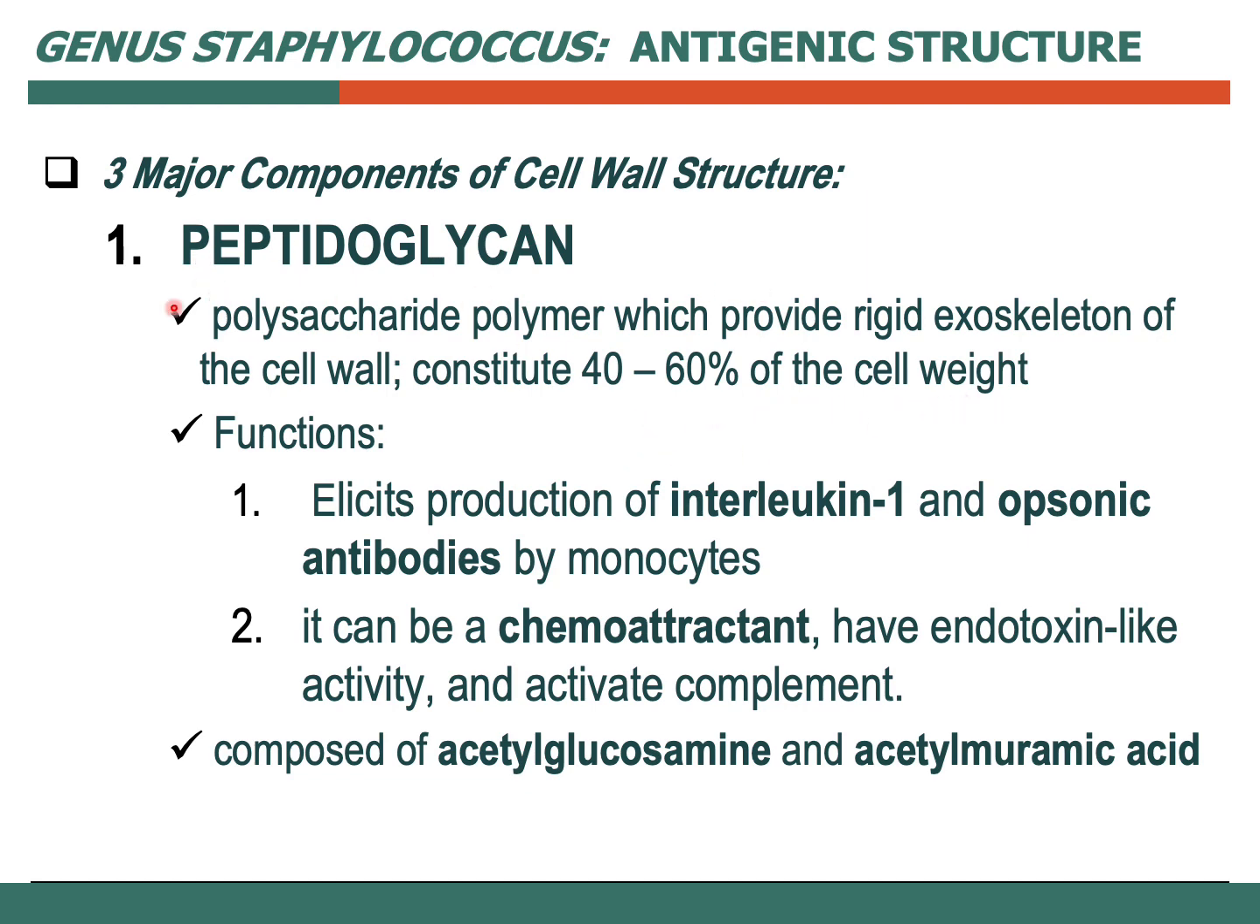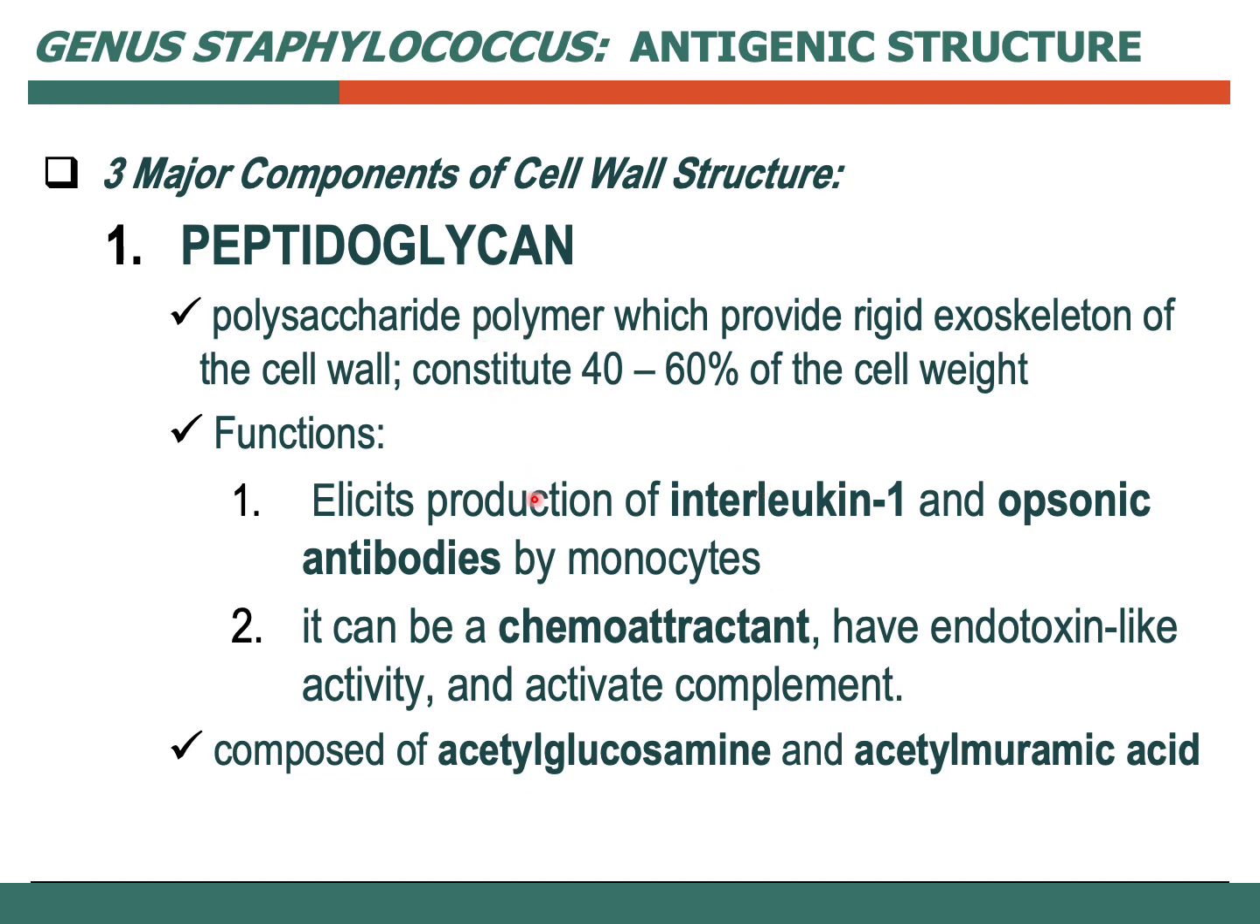The peptidoglycan layer of the Staphylococcus has the same effect as the outer membrane. Remember your outer membrane, which is endotoxin. It has the same effect as the endotoxin. Its function is to elicit production of interleukin 1 and opsonic antibodies by monocytes. Interleukin 1 is an endogenous pyrogen which can cause fever. Opsonic antibodies, meaning they inhibit opsonization that might probably kill the microorganism.